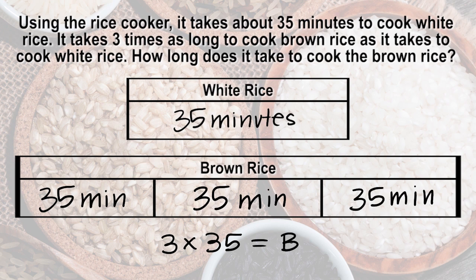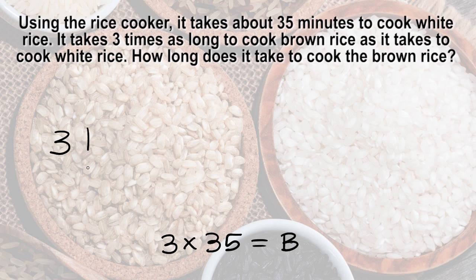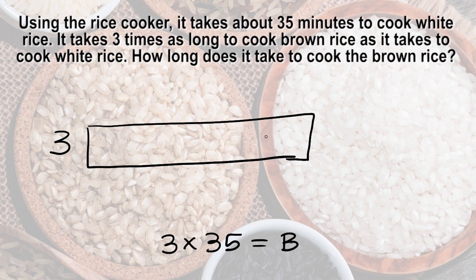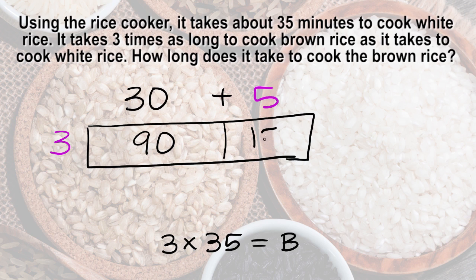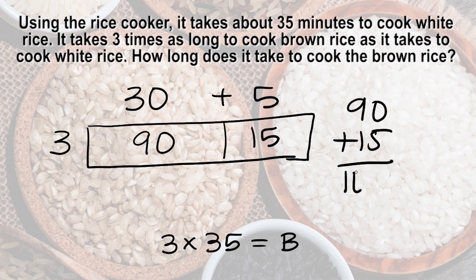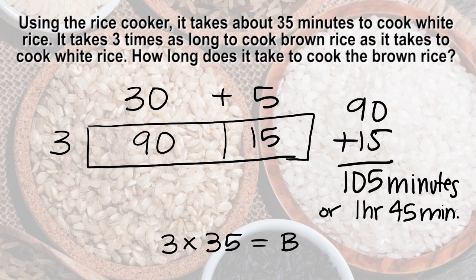Let's solve this problem using the partial product of multiplication. Remember, in previous lessons, we set up the problem using an open area model. 35 decomposes into 30 plus 5. 3 times 30 equals 90. 3 times 5 equals 15. Add 90 plus 15 and get 105 minutes. It will take 105 minutes, or 1 hour and 45 minutes, to cook the brown rice.